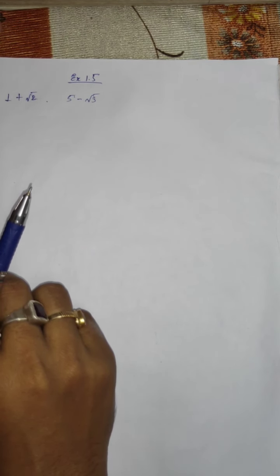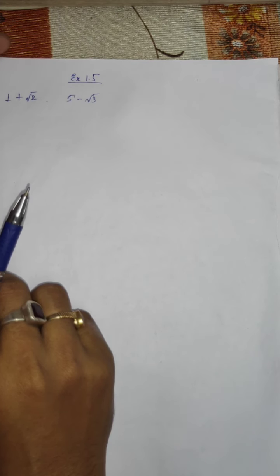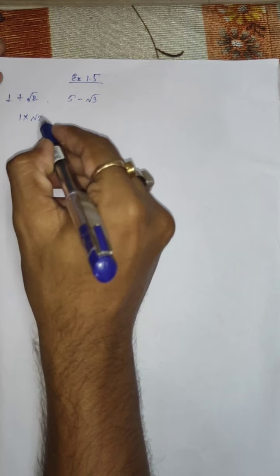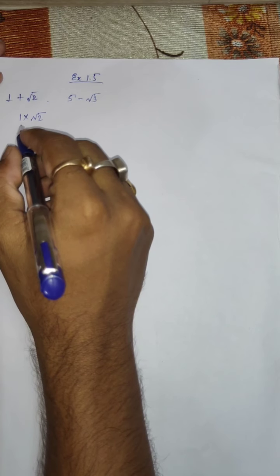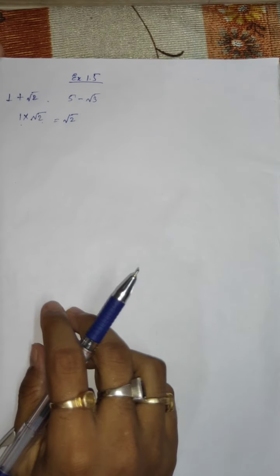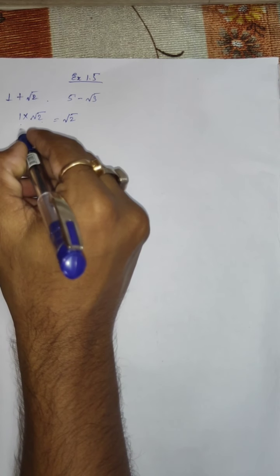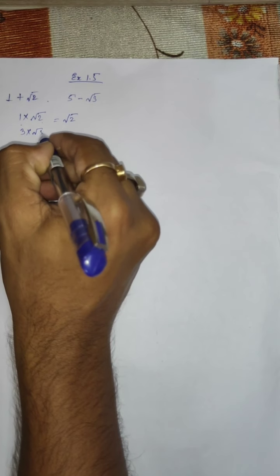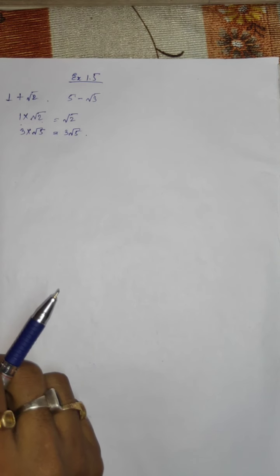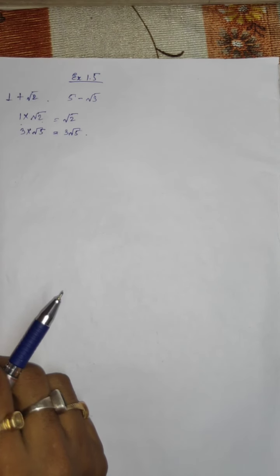Number two: the product or quotient of a non-zero rational number with an irrational number is irrational. Suppose the product 1 into root 2. This is a non-zero rational number, and if I multiply it by root 2, an irrational number, the ultimate result is root 2. This is irrational. If I multiply 3 into root 5, the answer is 3 root 5. These are irrational numbers. Non-zero: if it becomes 0, then the answer will be 0. That's why we have mentioned here a non-zero rational number.